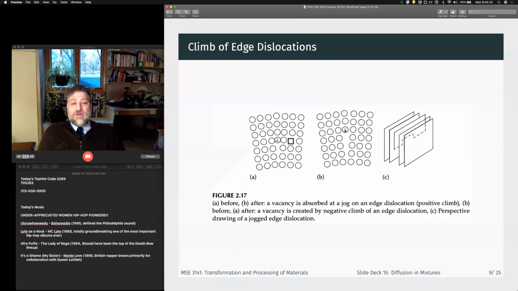I can also have this atom hop here, and now I've created a vacancy, and I've moved my edge dislocation down 1 slip plane, right? So how many dislocations do I have available, even in a well-annealed crystal, right? Because diffusion is happening at high temperature, right? So we're going to have a fairly well-annealed structure, right? We won't have a lot of stored cold work.